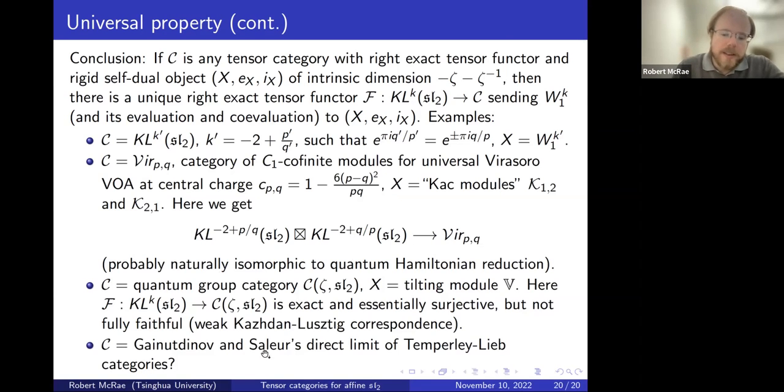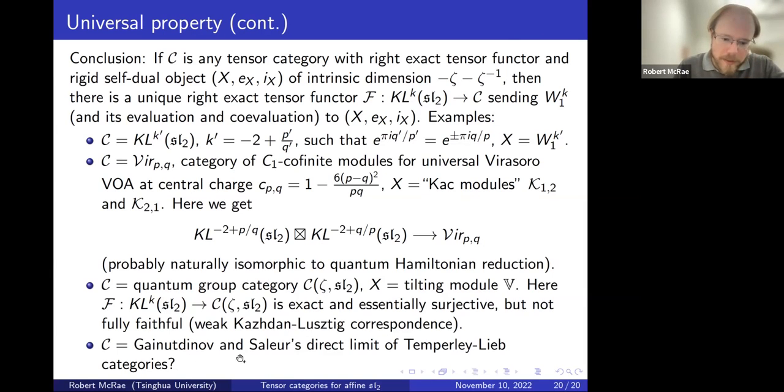And then again, there's this sort of weak Kazhdan-Lusztig correspondence where we get a functor from KLK to a quantum group category because KLK contains tilting modules. The quantum group category, of course, also contains tilting modules by definition, essentially. So we can extend that equivalence between tilting subcategories to a functor between the total categories, which is going to be exact and essentially surjective, but not fully faithful. So that's why I call it a weak Kazhdan-Lusztig correspondence.